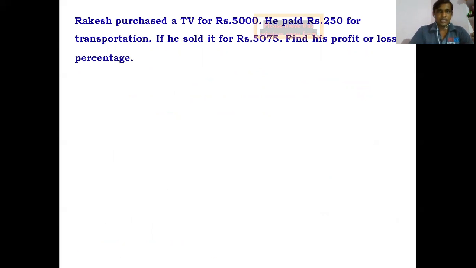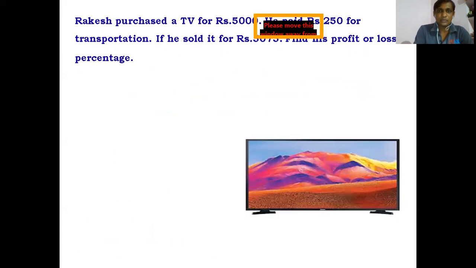Okay. So the next one is: Rakesh purchased a TV for rupees 5,000. He paid 250 rupees for transportation, and he sold it for rupees 5,075. Find his profit or loss percentage. That means Rakesh has bought a TV for rupees 5,000, but for transportation he has given 250 rupees. These 250 rupees are overhead expenses. Even these overhead expenses have to be added to the cost price.